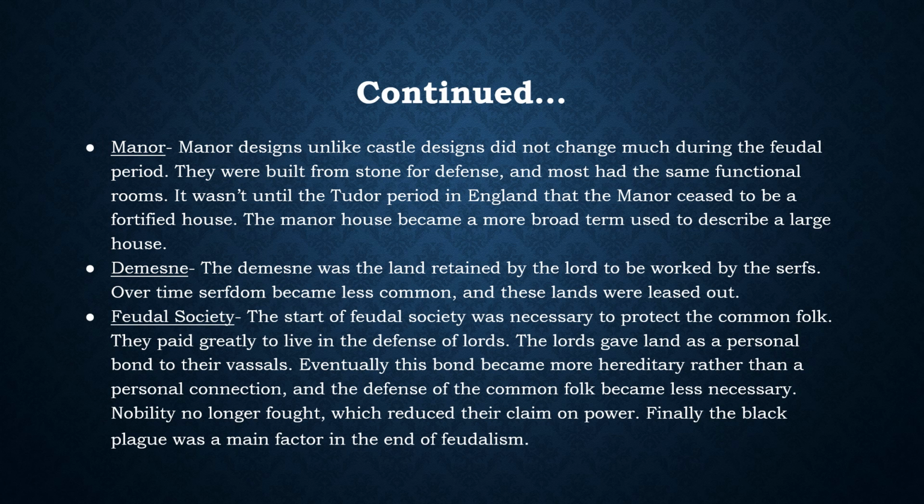The feudal society. The start of the feudal society was necessary to protect the common folk. They paid greatly to live in the defense of lords. The lords gave land as a personal bond to their vassals. Eventually, this bond became more hereditary rather than a personal connection, and defense of the common folk became less necessary. Nobility no longer fought, which reduced their claim on power. Finally, the Black Plague was a main factor in the end of feudalism.